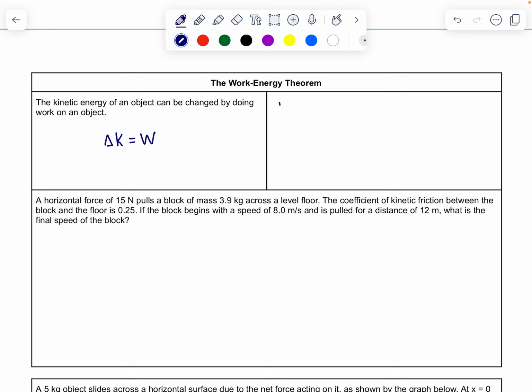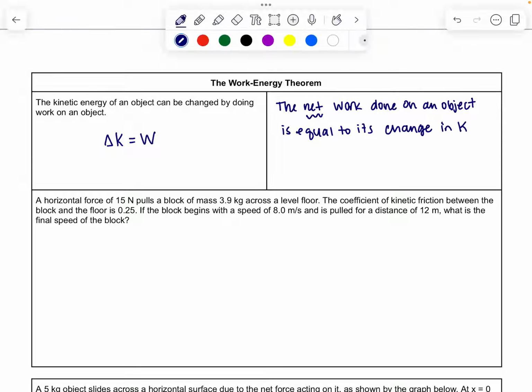about this. We are talking about the fact that the net work, the total amount of work done on an object, is equal to its change in kinetic energy. Write that down. The net work done on an object is equal to its change in kinetic energy. This particular mathematical relationship, this one right here, ΔK equals W, is what is referred to as the work energy theorem.